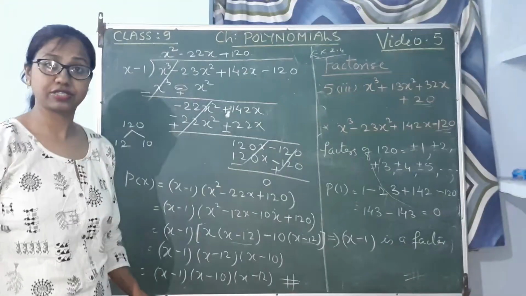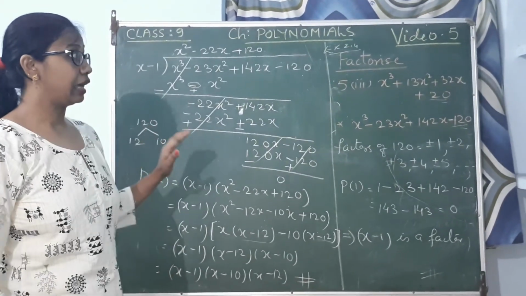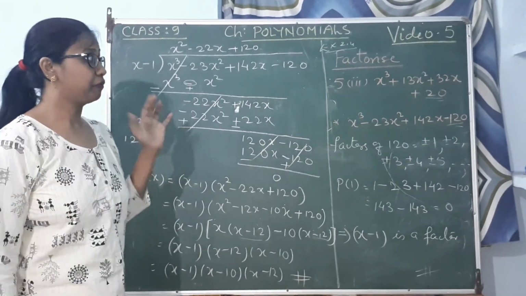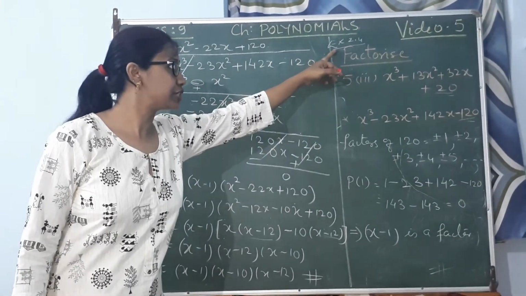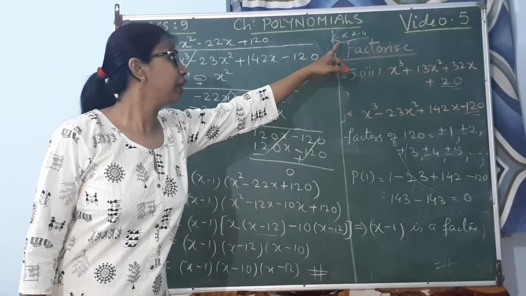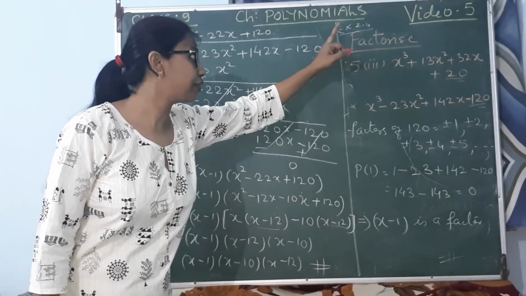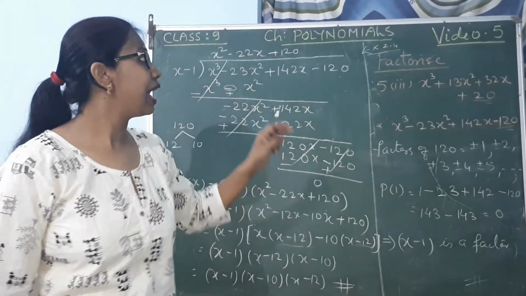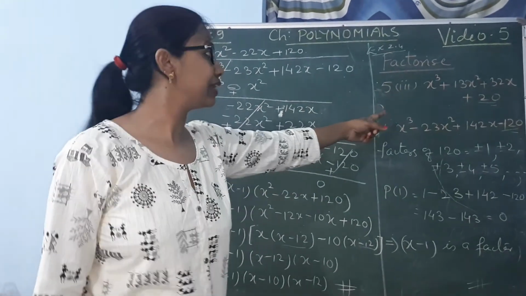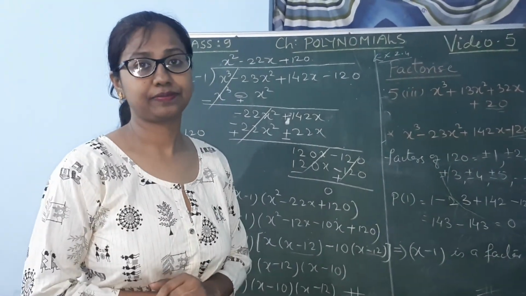This is the factorization of this question. Now your homework: in your previous video, video number 4, we have completed up to question number 3 or 4. The fourth part is factorization of a quadratic polynomial, and in question number 5 you will get the factorization of a cubic polynomial. You complete it. Thank you.